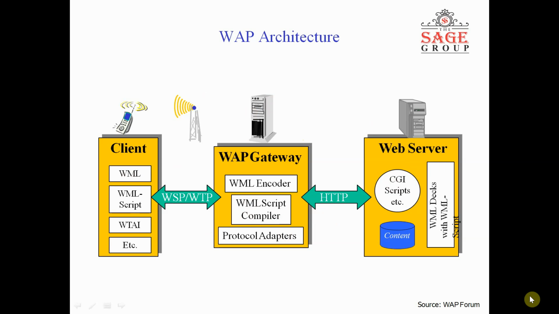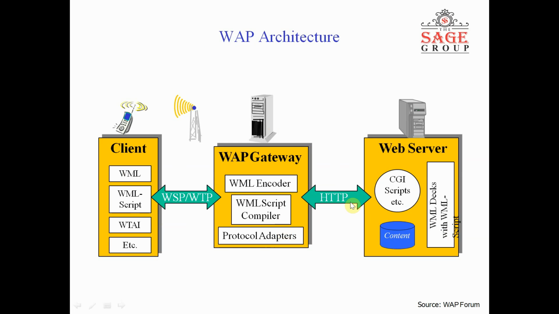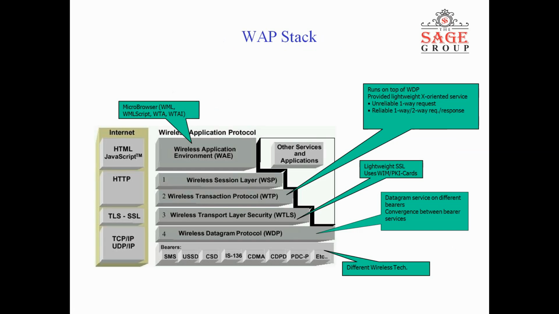These are the diagrams which we have to draw in the exam. This is the application server. The previous one was the architecture. In this, you can see WML, that is known as Wireless Markup Language. With the help of WSP and WTP, it sends the message to the application server, telling which type of application we have used, and then sends the response to the network.